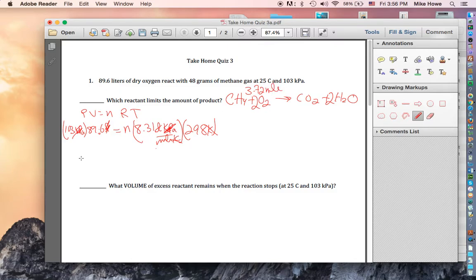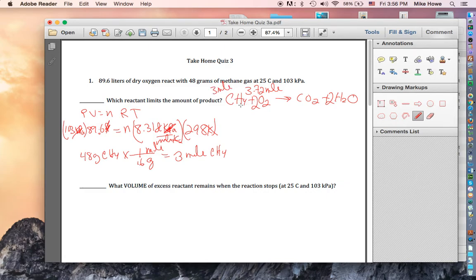To find the moles of methane, we have 48 grams of methane. So you just change it to moles using standard old techniques. One mole is how many grams? 16. 48 divided by 16 is 3. So we have 3 moles of methane. So I'll write it over here, 3 moles.